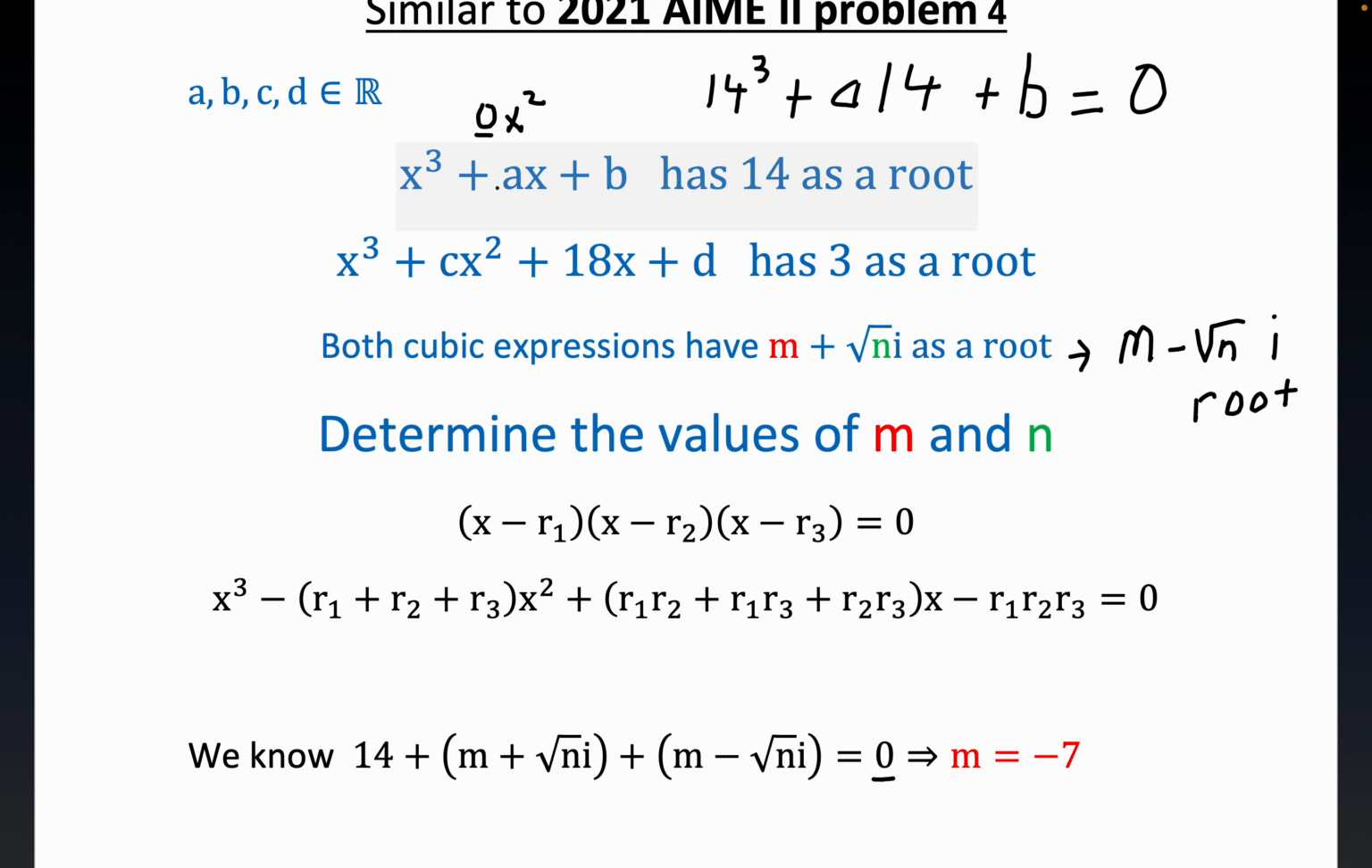There is a 0x squared term here, and we know that r sub 1 plus r sub 2 plus r sub 3, the sum of the zeros, with a minus sign, is the coefficient of x squared. But it's equal to 0, so the minus sign doesn't come into play. That's where this statement comes from, and it leads to m equal to -7. Notice how these two terms cancel in the summation, since they're additive inverses.